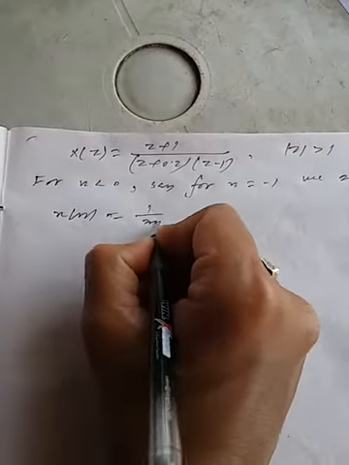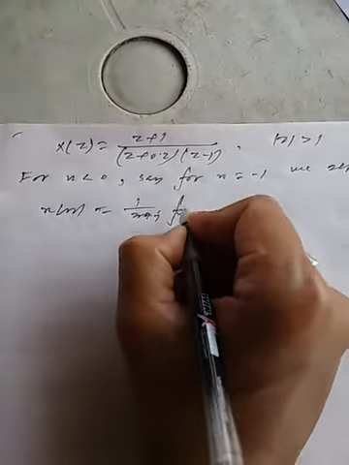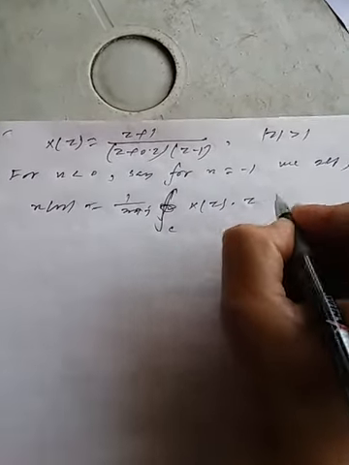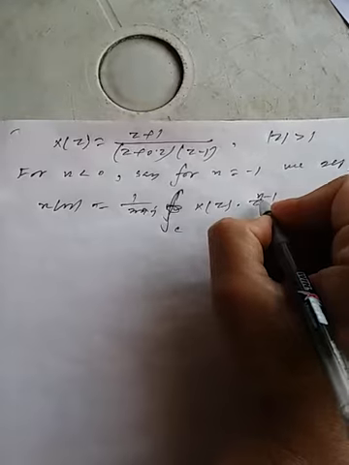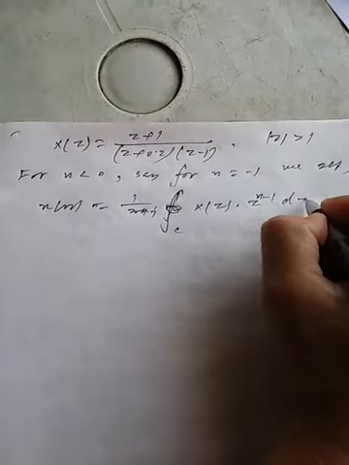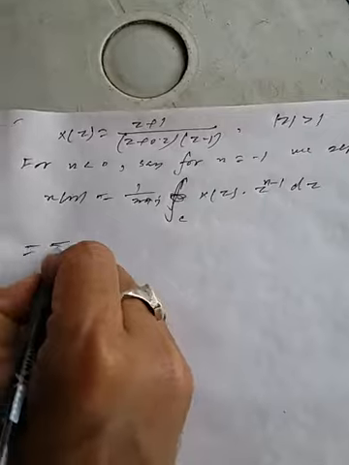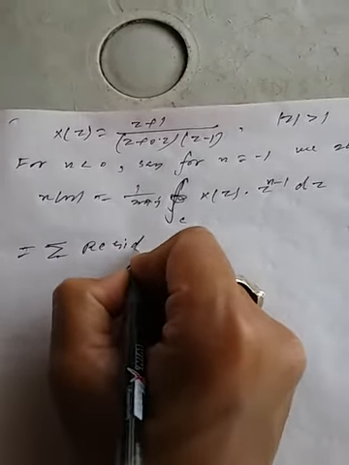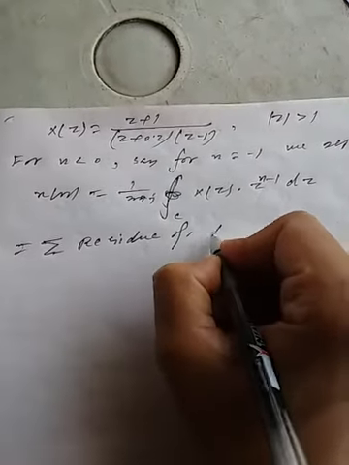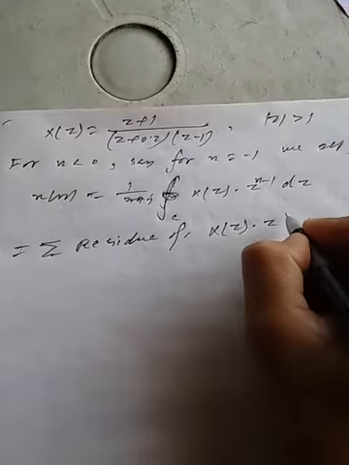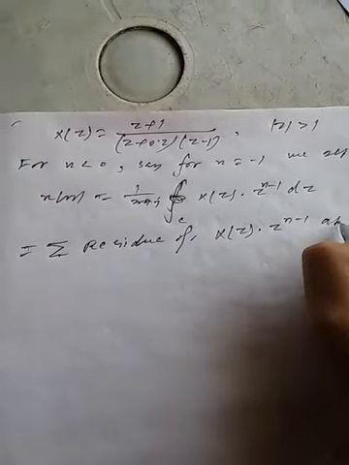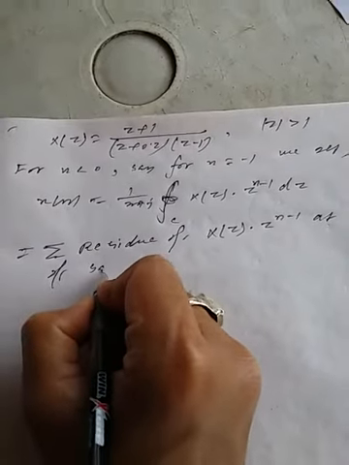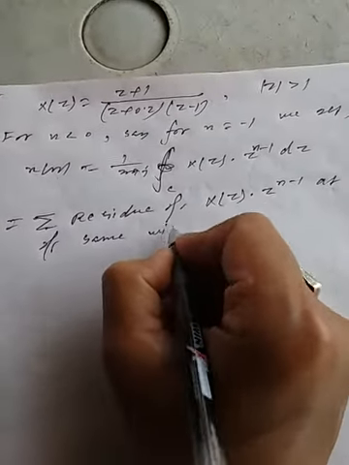1 by 2 pi j. This is the formula, contour integration X(z) into z to the power minus n minus 1, right, dz. So this is the formula. This will be equal to the sum of residues of X(z) into z to the power n minus 1 at poles of the same within C.